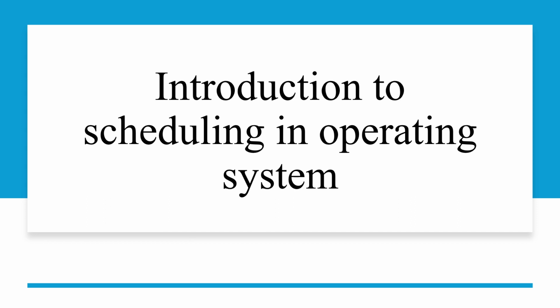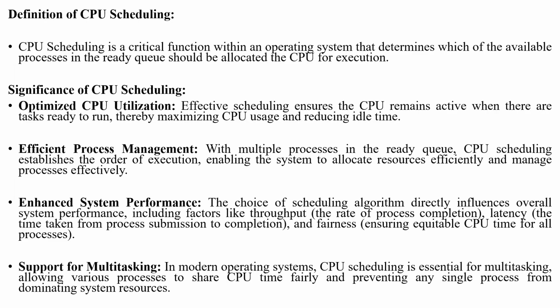Hello everyone. In this video, we'll discuss scheduling in operating systems. Definition of CPU scheduling. CPU scheduling is a critical function within an operating system that determines which process in the ready queue should be allocated the CPU for execution.